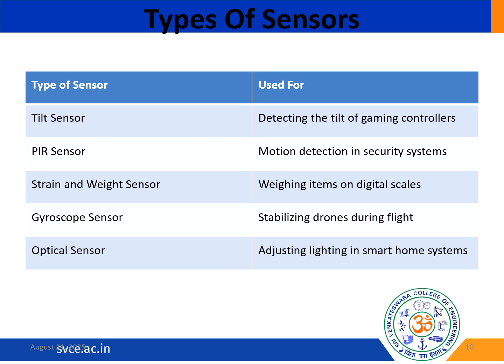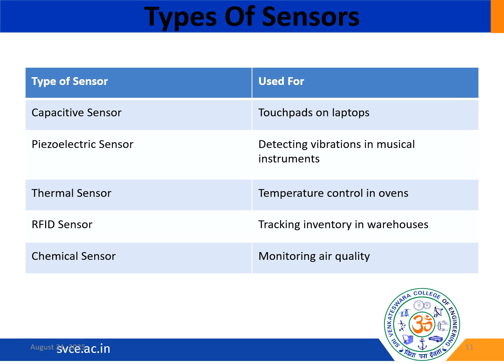We have the PIR sensor, which can detect motion in security systems. We have gyroscope sensors, optical sensors, strain and weight sensors. These are all the different types of sensors. Other than this, we have the capacitive sensor, used in touchpads on laptops. Piezoelectric sensors are used in detecting vibrations in musical instruments.